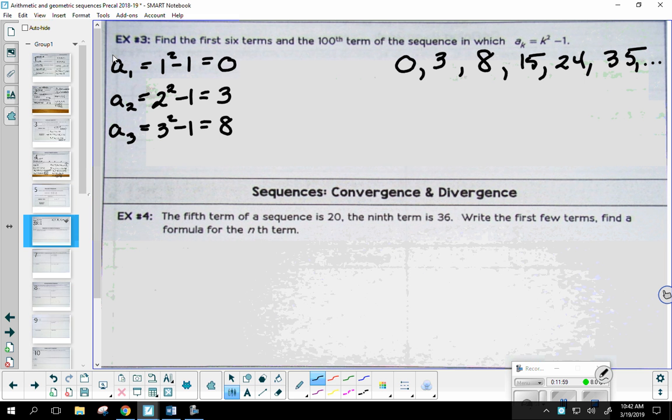All right, so let's figure out what the 100th term is. a sub 100 would be 100 squared minus 1. What am I looking at there? 9,999. Here we go. So as far as the problem goes, it's over. That's all it wanted me to do: find the first 6 terms and the 100th term. Anybody have any questions about that?